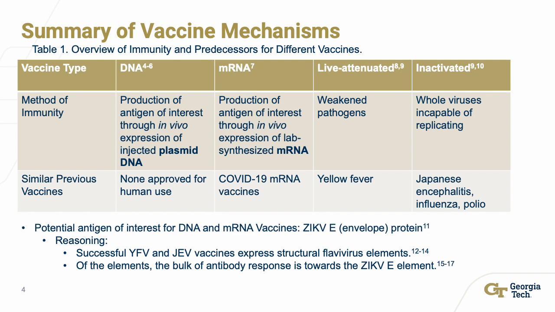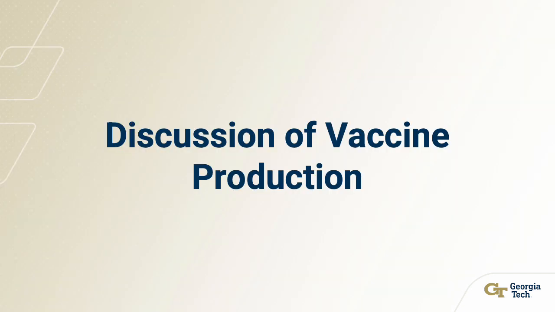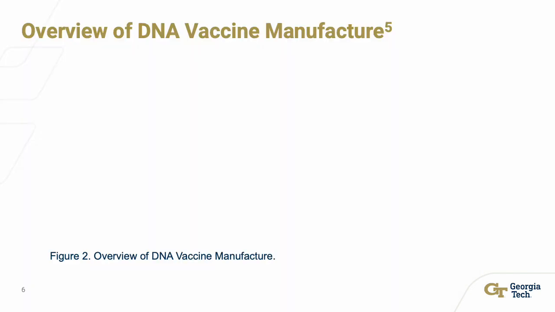Next, there are also live attenuated vaccines, which involve injecting weakened pathogens into the body to induce immunity. A related example is the yellow fever vaccine. Finally, inactivated vaccines induce immunity by injecting pathogens incapable of replicating into the body. And relevant examples include Japanese encephalitis, influenza, and polio vaccines. Next, the following slides will include a discussion about the differences in production for each type of vaccine.